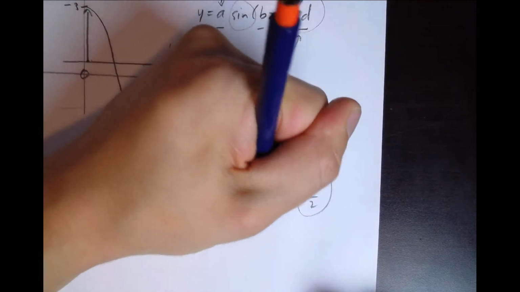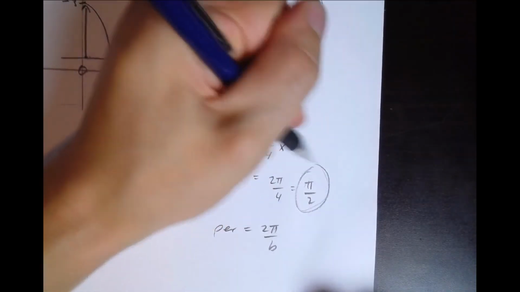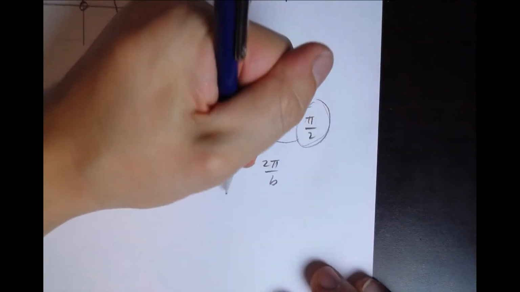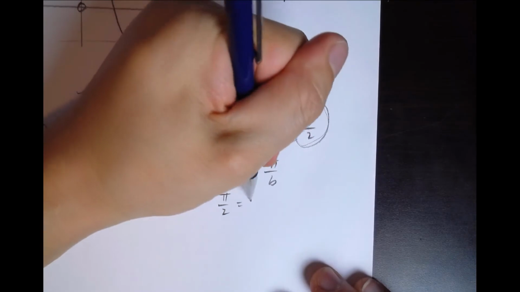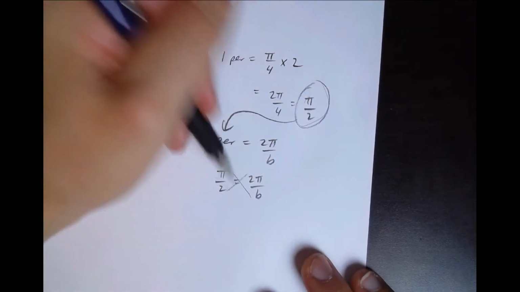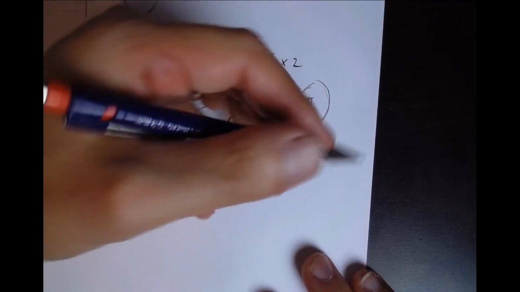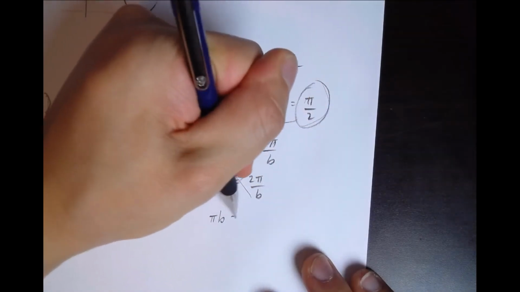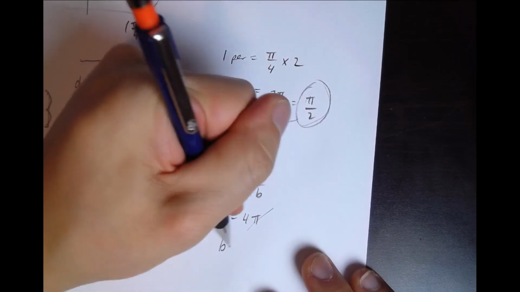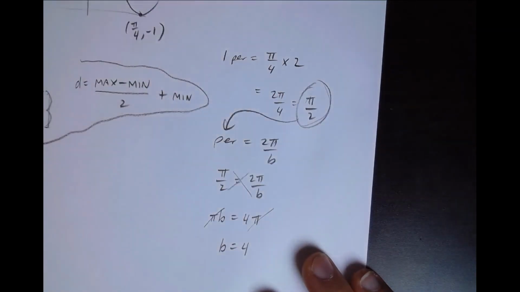So that is not the b value, that is the period. Recall the formula, period equals 2 pi over b, and this happens to be the period, so we're going to substitute it into there. Pi over 2 is equal to 2 pi over b, and then you can just cross multiply or do any algebra that you know. So I'm going to say pi b is equal to 4 pi. Divide both sides by pi, we have b is equal to 4. So we found all the values.